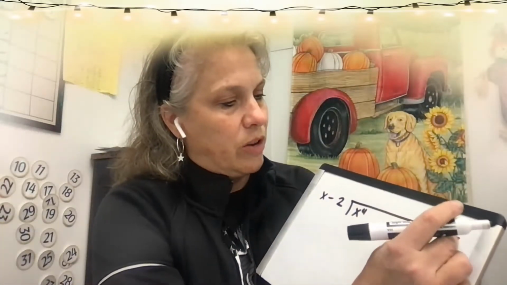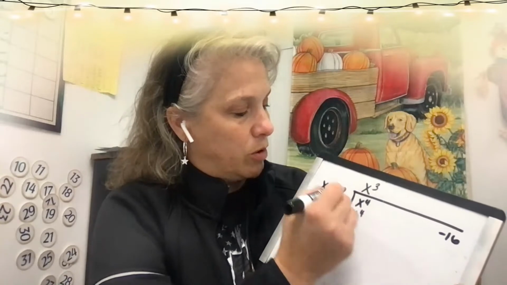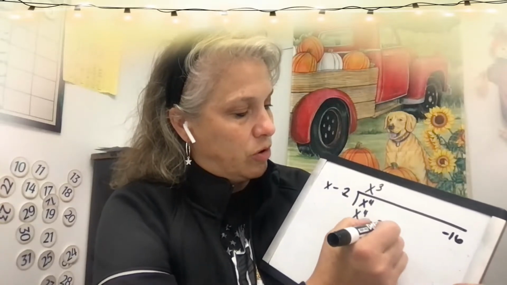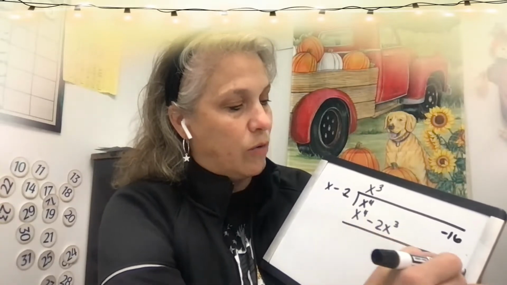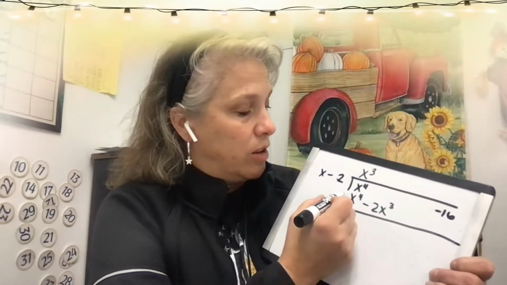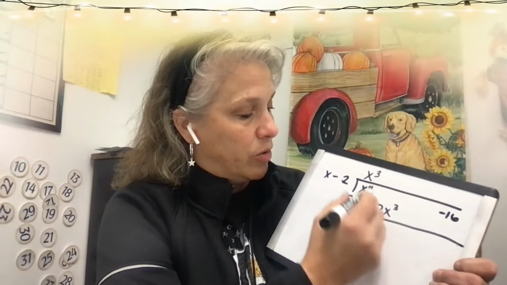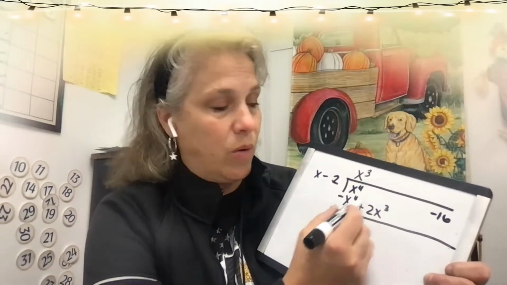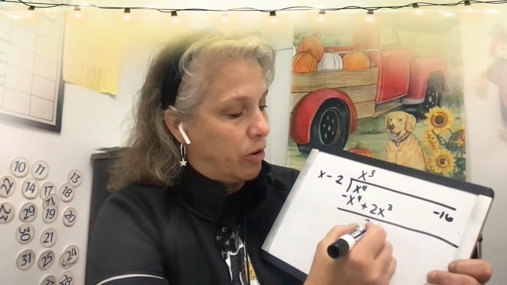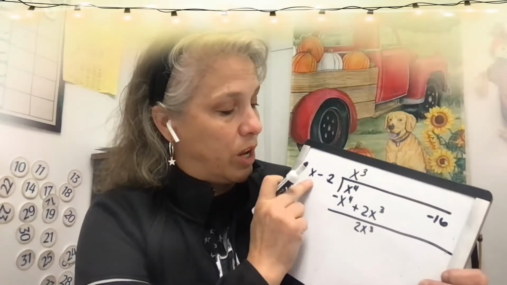All right, so what we're going to do is say, what times x is x to the fourth? That's going to be x cubed. X to the fourth, then we multiply it by negative 2x cubed. Okay, now remember, we still have to distribute the minus sign. So minus and plus. All right, so now that's going to cancel to 0, and I bring down my other term.